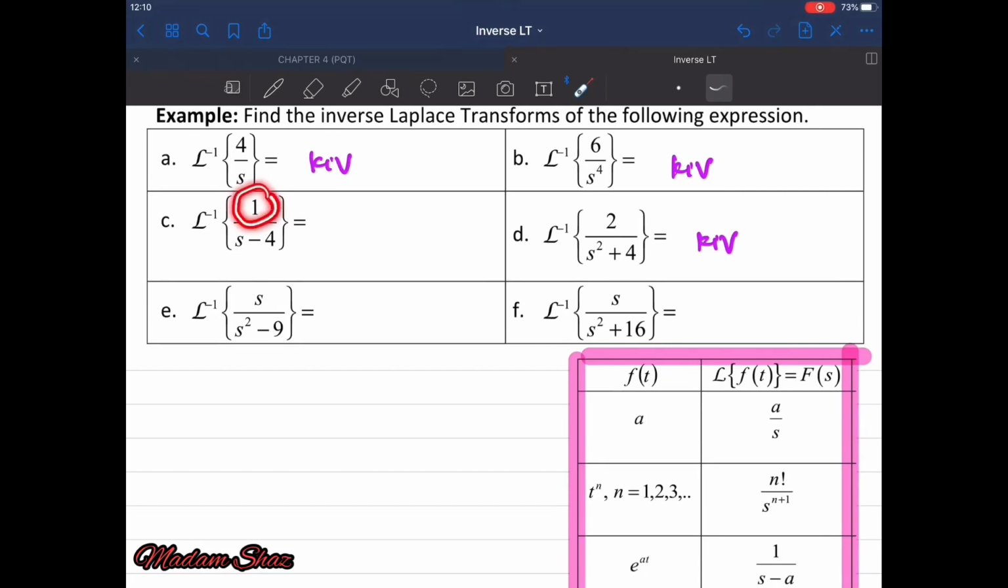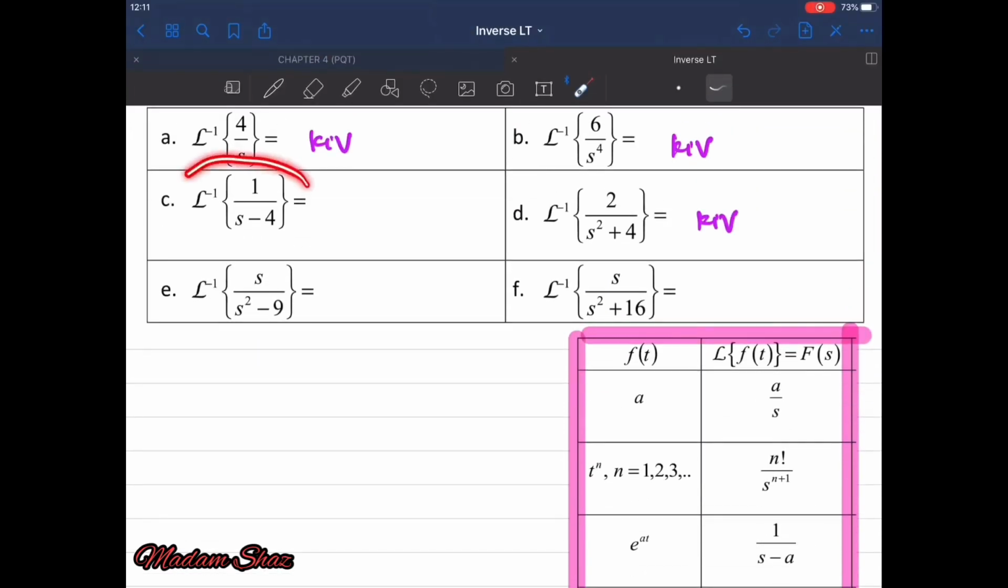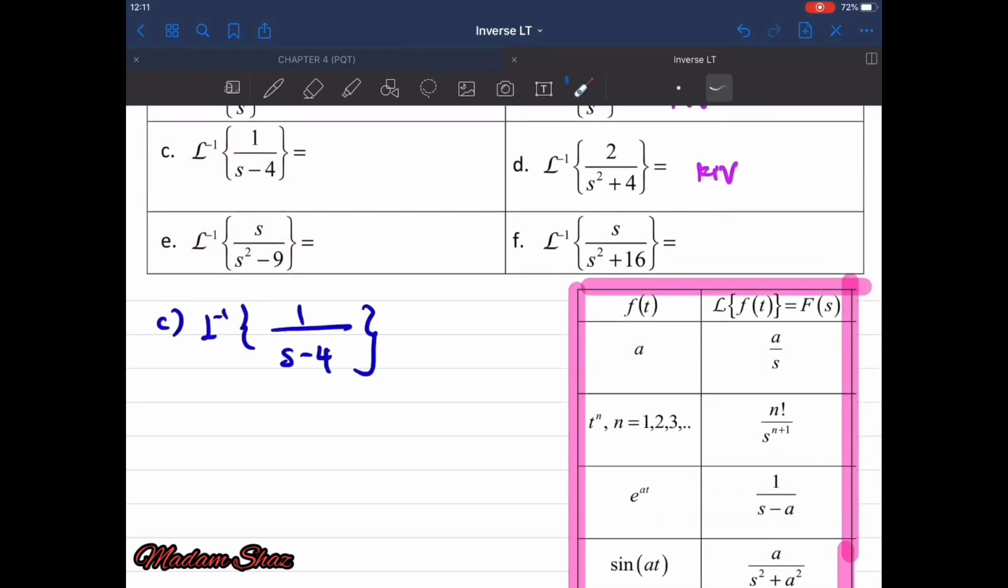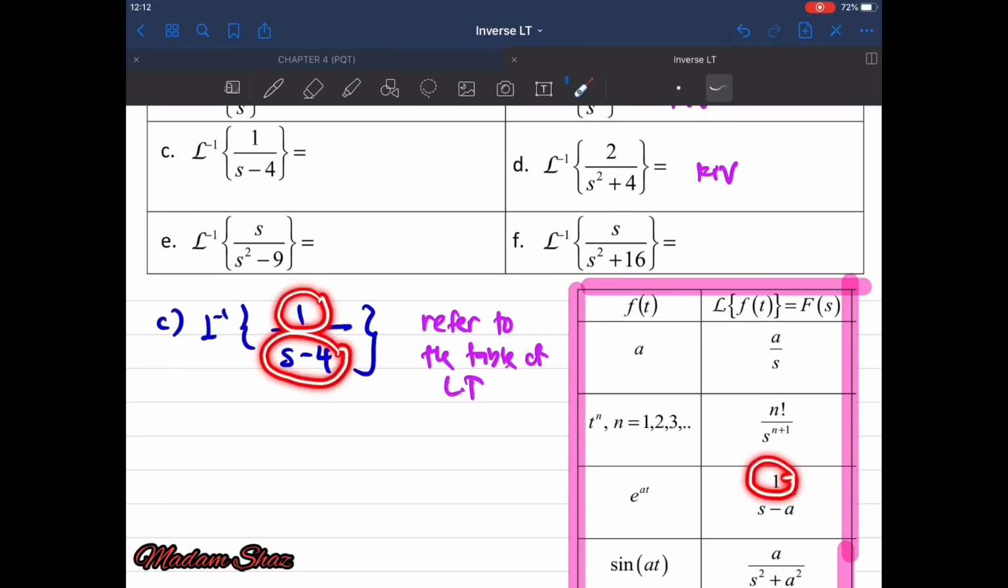For example 1 here, there is no problem: s here and also s here. Laplace inverse of 1 over s minus 4. The first step is to refer to the table of the Laplace transform. You have to find exactly the same term as the one you want to find the inverse Laplace transform of. You have 1 at the upper side, and this one also has 1 at the upper side. At the bottom side you have s minus 4. So you have to find where you have s minus something. So this is s minus a.